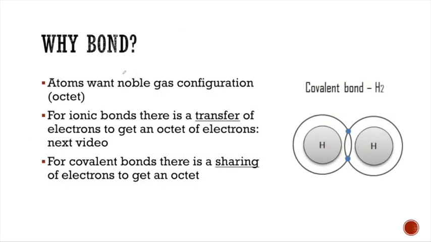In the last video we talked about why atoms bond and what bonding essentially is. Just a recap: atoms want the noble gas configuration, or they want to reach the octet. That's why they bond. For ionic bonds, they transfer electrons to get the octet, which was in an earlier video. And for covalent bonds, they are sharing, which we'll talk about in this video. So here you can see a covalent bond between two hydrogen atoms, and they're sharing these two electrons here.